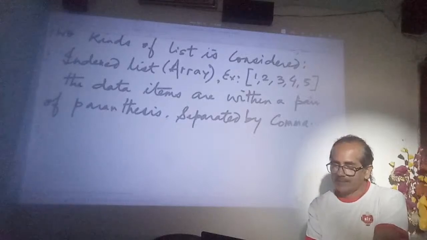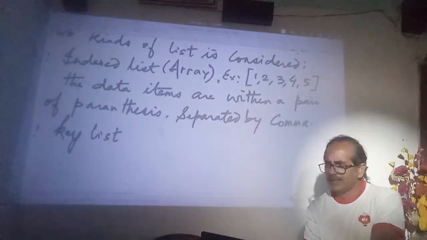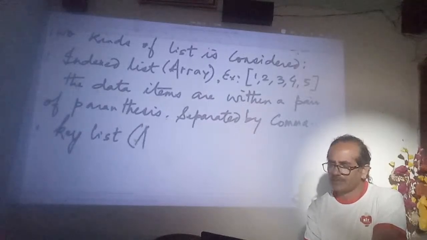And another is called the key list. You can say this is a name of my own. The key list is also called an associative array in other programming languages.